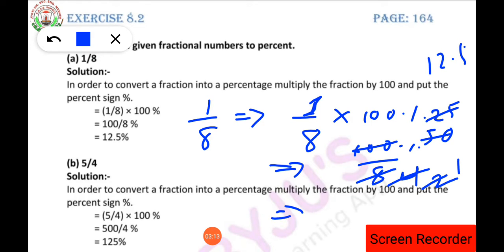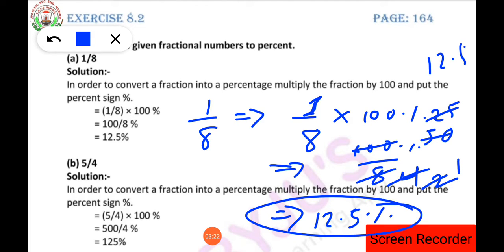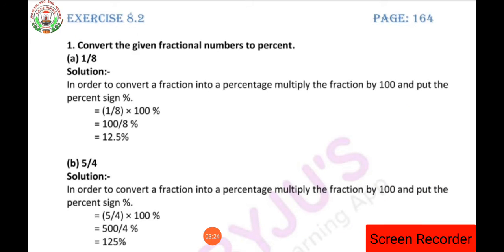So what is the answer for 1 by 8? It will be converted into the form of a percent as 12.5%. Have you understood up to here? So this is the solution and this is how to convert the number into a percent.